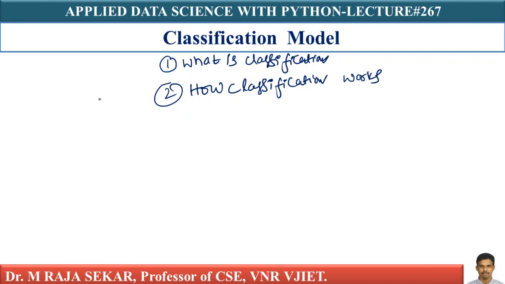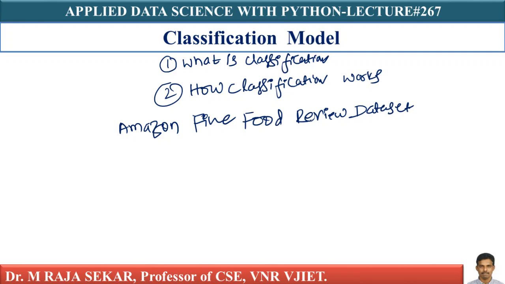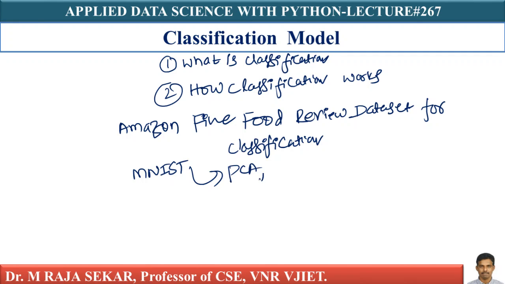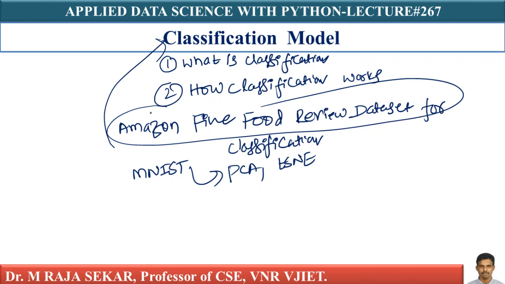Let's take our Amazon fine food review dataset for classification. Whereas we used the MNIST dataset to understand PCA and t-SNE, now we will make use of the Amazon fine food review dataset for classification.